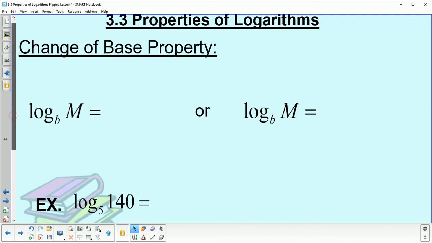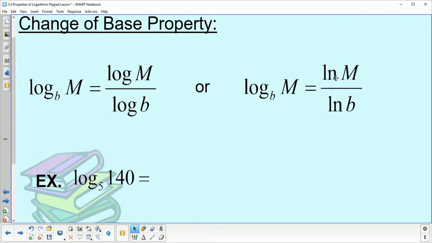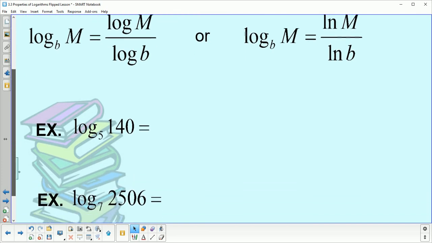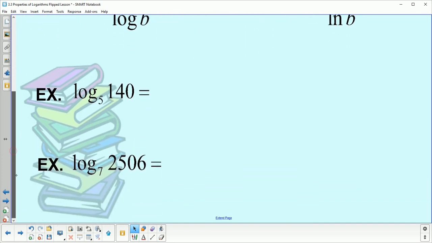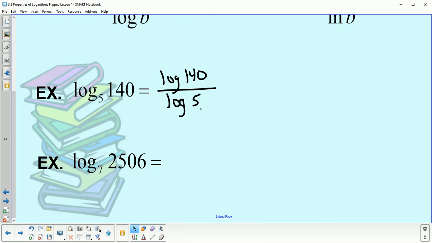A new one for logs is what's called our change of base property. So if we have the log of m base b, since we can't plug this into our calculator, we can split it into two things. The log of m over the log of b, or if we wanted to, we can write it as the natural log of m over the natural log of b. And that just allows us to plug things into our calculator. For example, here, since we couldn't plug either one of these into our calculator, we can, however, type in the log of 140, make sure you close your parentheses, divided by the log of 5. Okay, again, making sure to close parentheses.